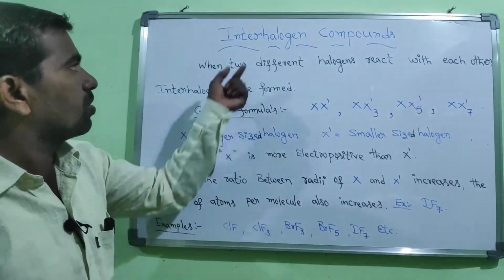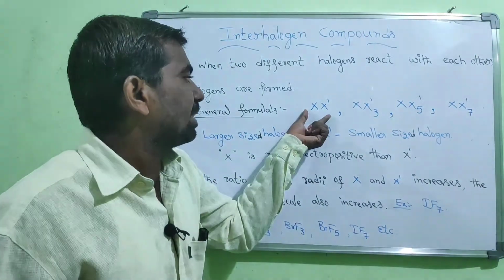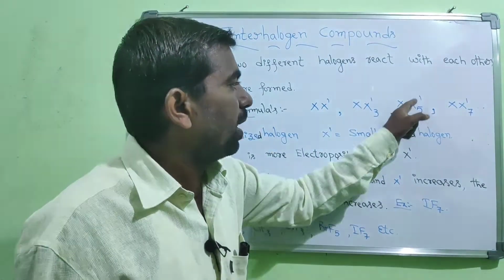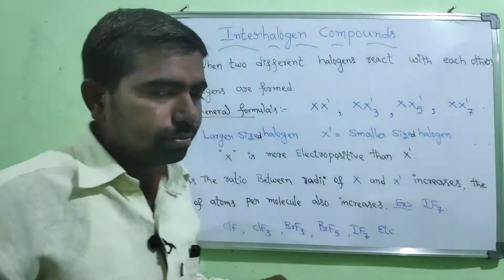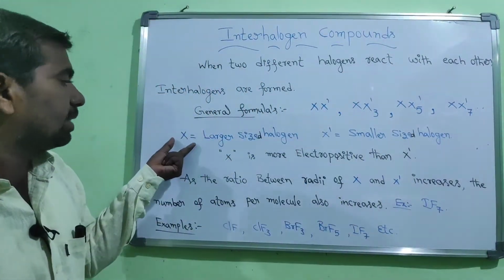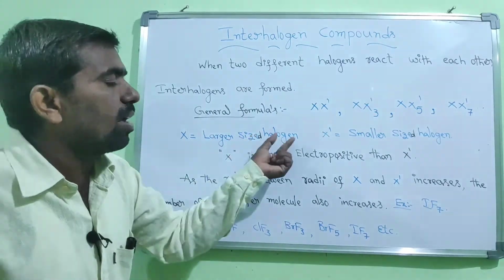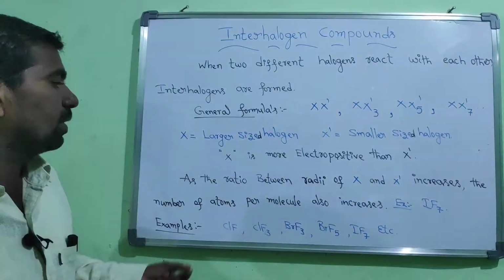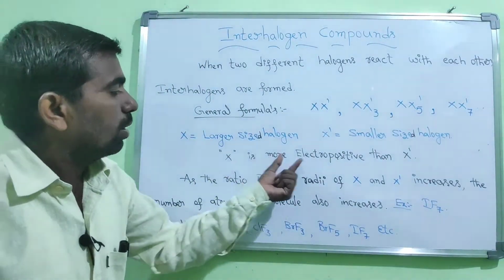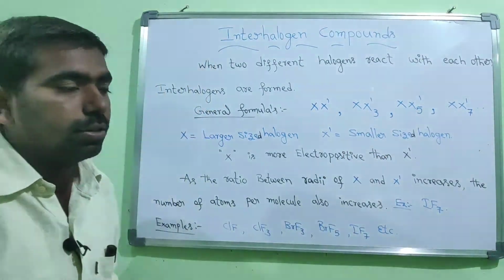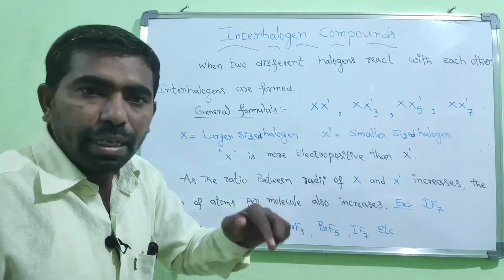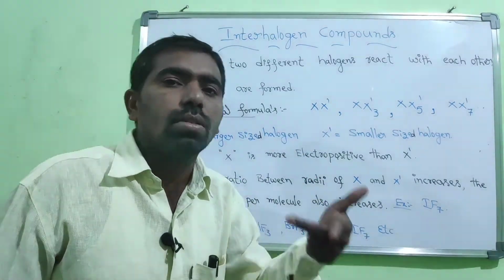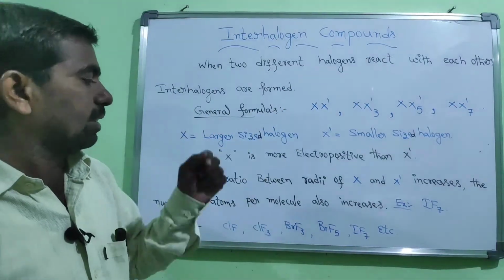The general formulas of interhalogen compounds are XX', XX3', XX5' and XX7'. In these formulas, X is a larger sized halogen, X' is a smaller sized halogen, and X is more electropositive than X'. That means X's electronegativity is lesser than that of X'. X' electronegativity is high or more. So that is about the X and X'.